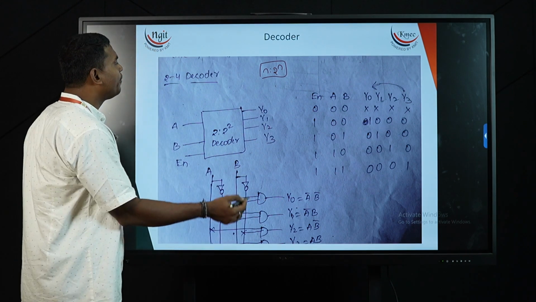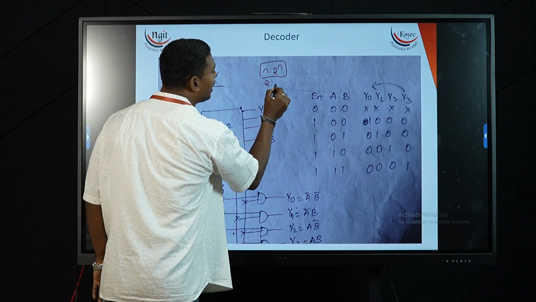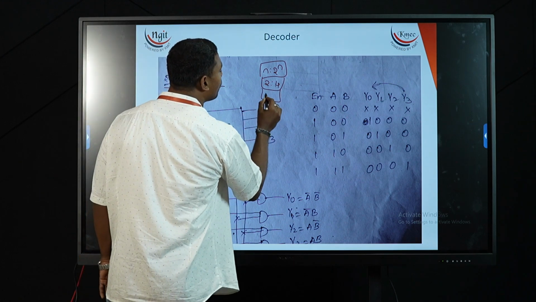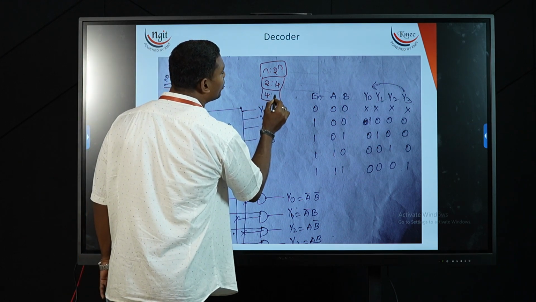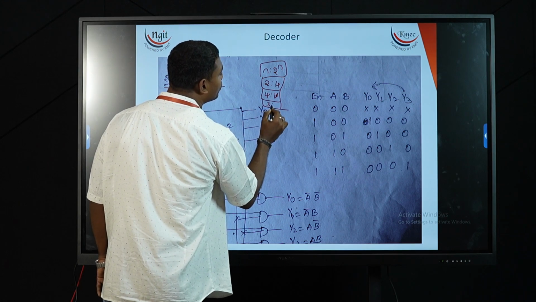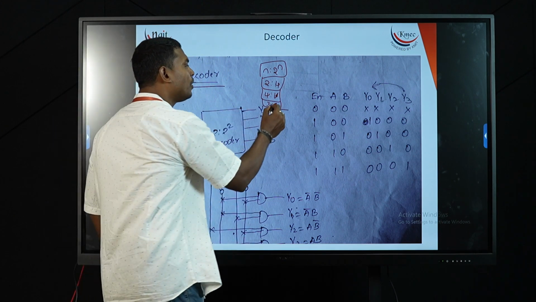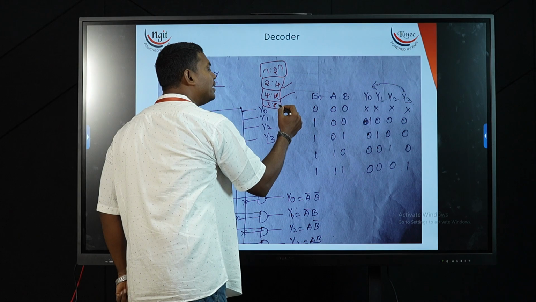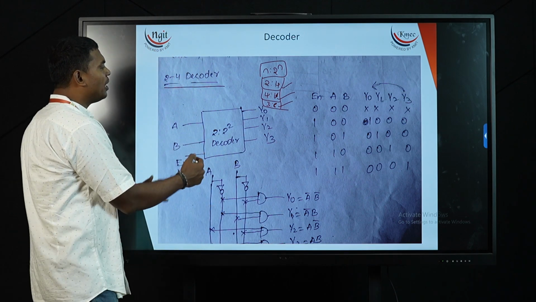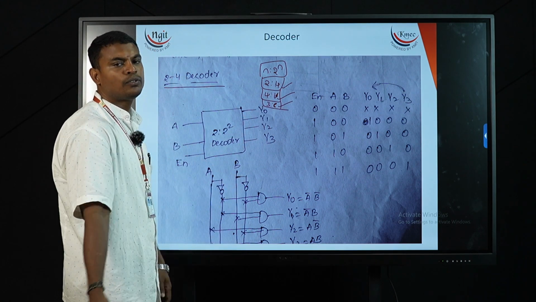For example, I have taken 2:4 decoder. Means I am having 2 inputs and I am going to generate 4 outputs. Similarly, I can also have 4 inputs. 2 power 4 is 16. Similarly, if I am having 3 inputs, 2 power 3 will be 8 outputs. So 2:4 decoder I can have, 4:16 decoder, I can also have 3:8 decoder, basic thing. In a smaller way, the 2:4 you can replicate the same thing for 3:8 or 4:16.